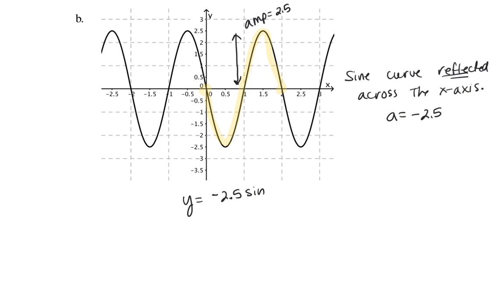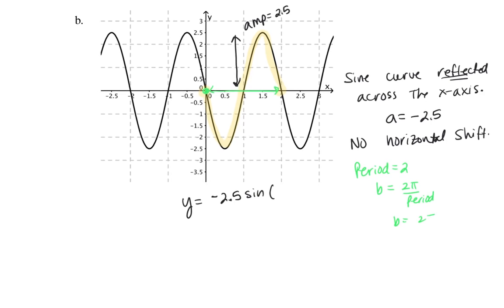There's been no horizontal shift. Now let's think about our period. Okay, so we go from 0 to 2. That gives us our period. But that isn't the b yet. The b we find using the fact that b is equal to 2 pi divided by the period. Okay, so it is pi. So it would be pi times x.